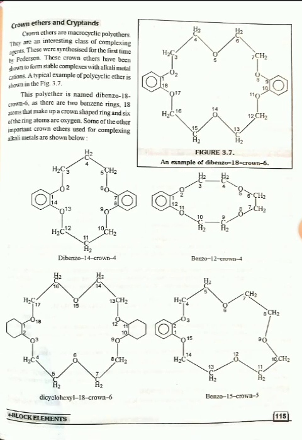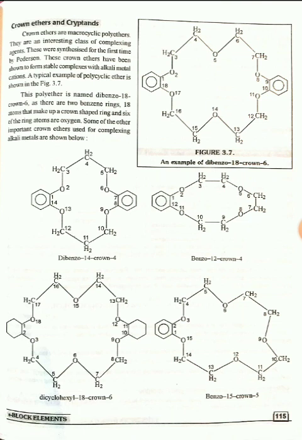Crown ethers and cryptands. Crown ethers are macrocyclic polyethers. They are an interesting class of complexing agents. These were synthesized for the first time by Pedersen. These crown ethers have been shown to form stable complexes with alkali metal cations. A typical example of a polycyclic ether is shown in figure 3.7.